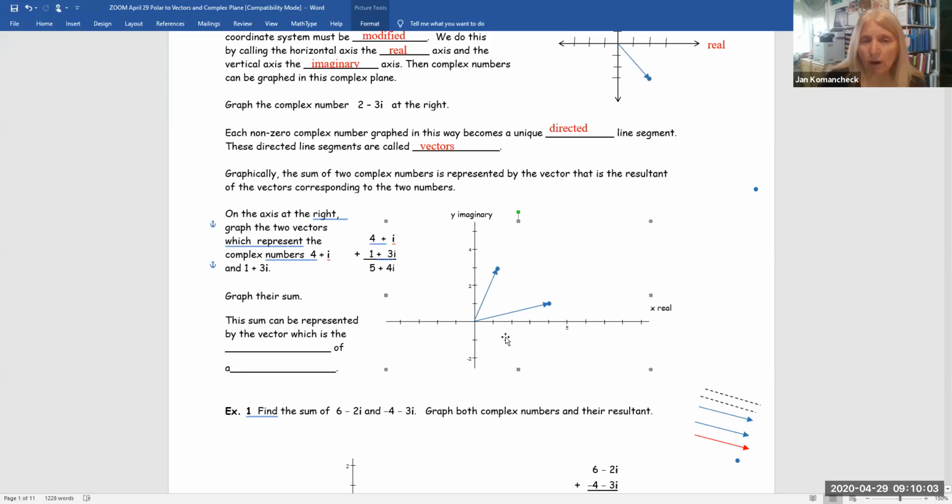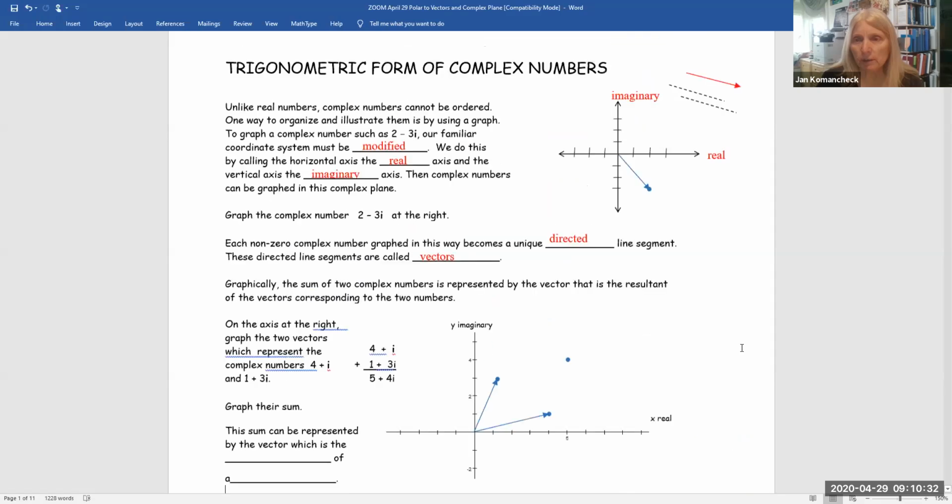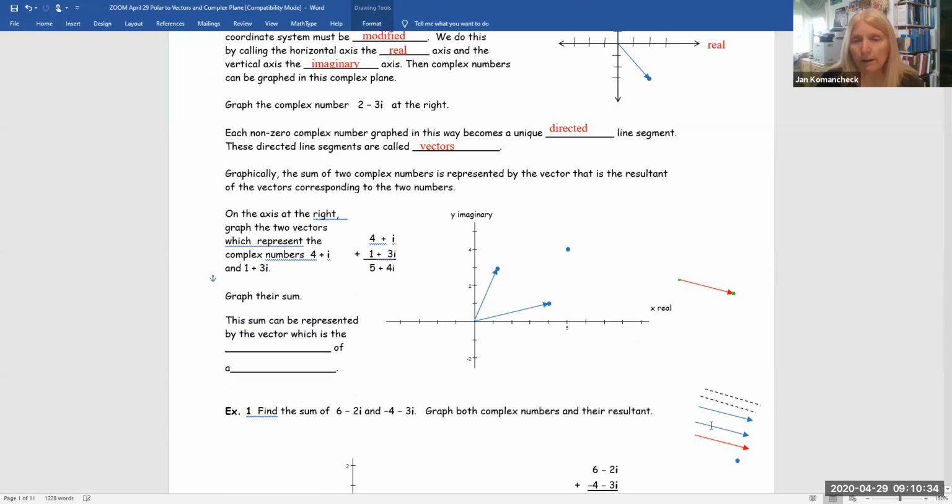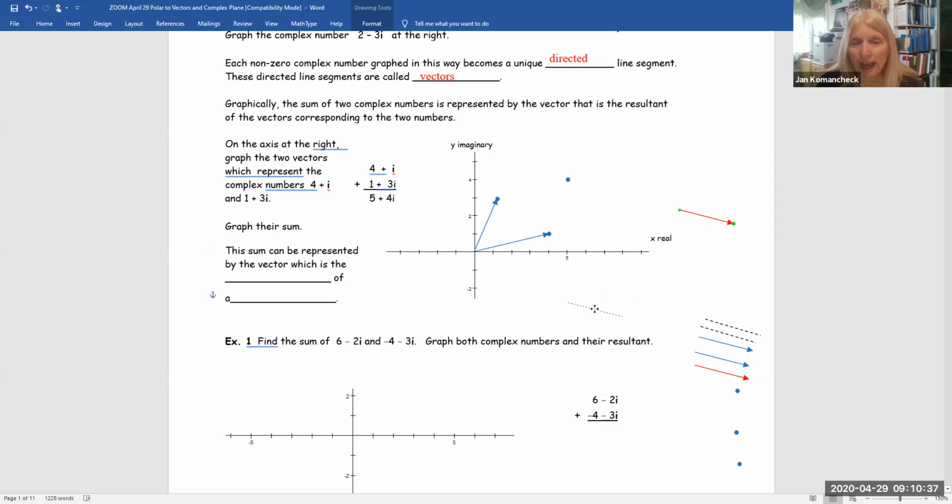If I want to try and graph 5 plus 4i, which is my answer for this sum, I'm going to grab my point. I'm going to go on the x-axis 5, the real axis 5, and then up 4 spaces to my sum. And that's located pretty well. What I'm going to do is grab a red arrow now, because the red arrow is going to represent that I actually added them together. I started with 4 plus 1i and I added 1 plus 3i together.